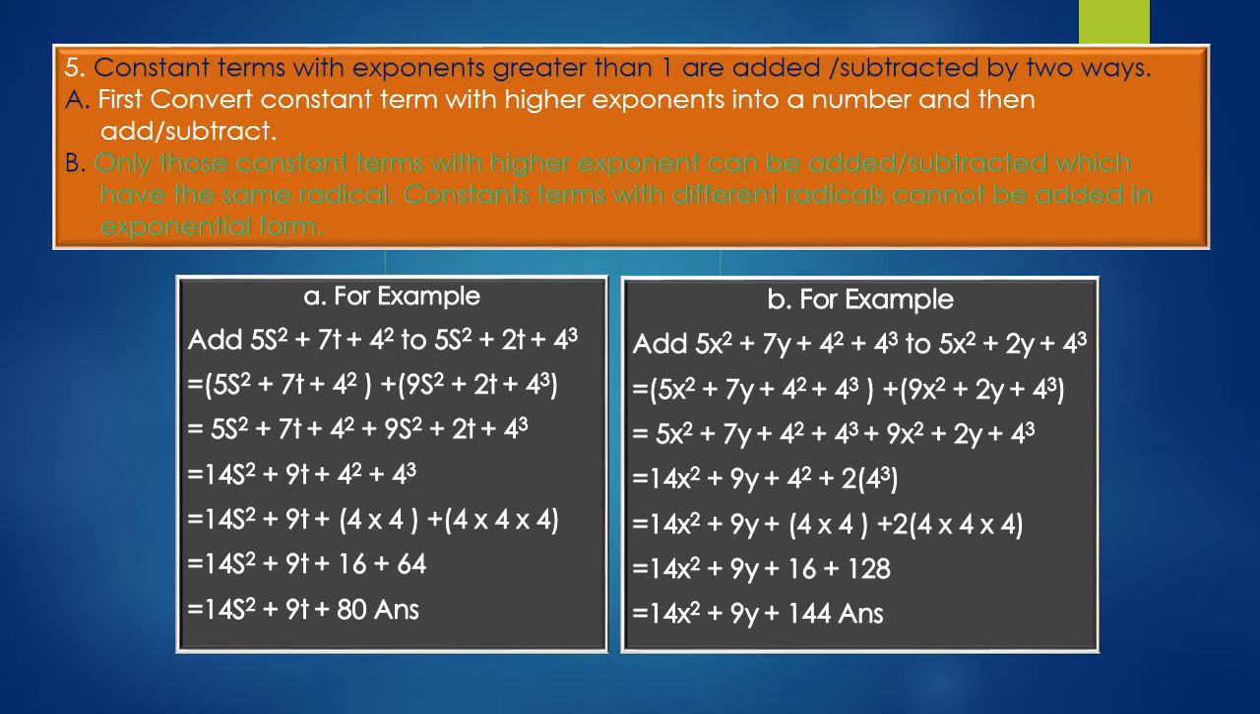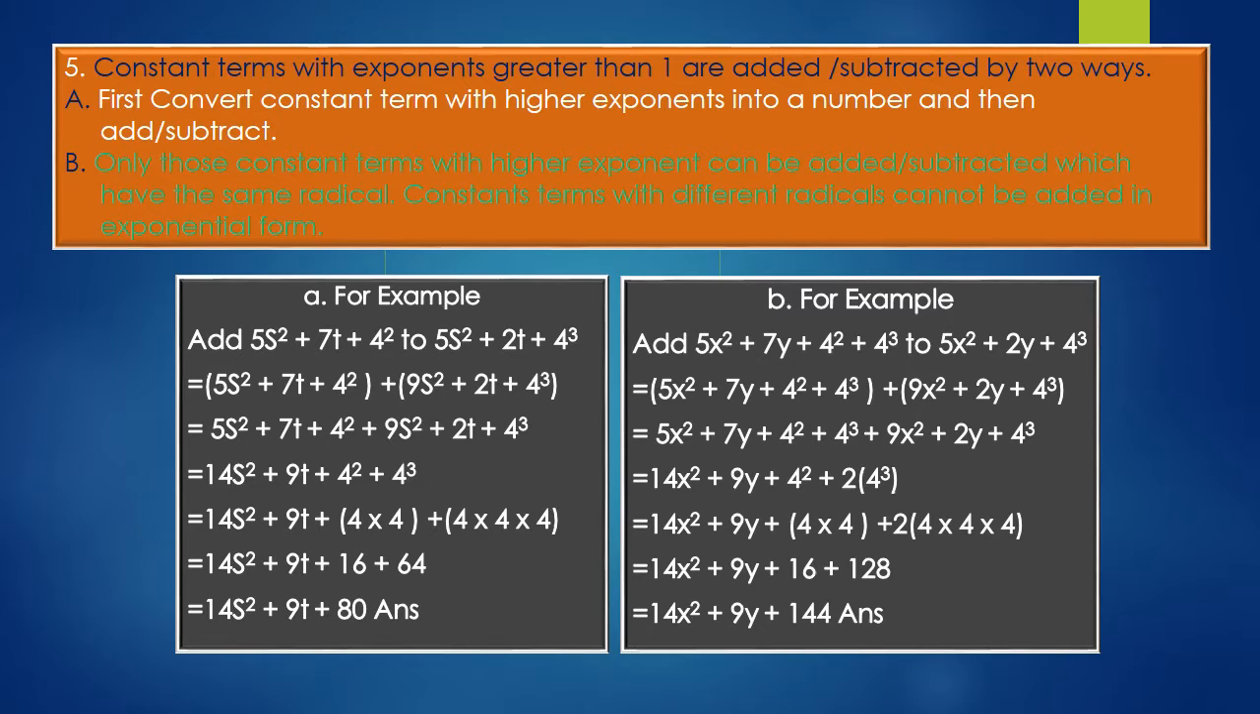The second way, when we do not want to convert the constant term with higher exponent into a number: if we have constant terms with the same radical and same exponent, we can add them. But if we have constant terms with the same radical but different exponent, we cannot add them. In this case, we have to convert them into a number and only then we can add them.